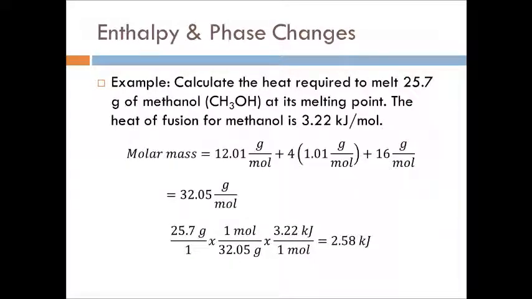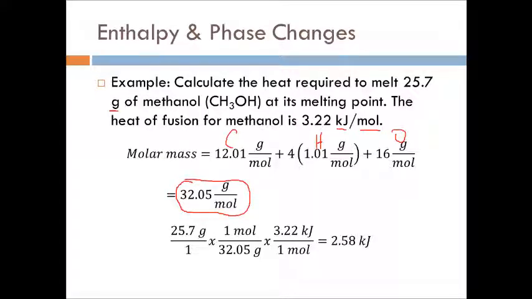Calculate the heat required to melt 25.7 grams of methanol, which is CH3OH, at its melting temperature. The heat of fusion for methanol is 3.22 kilojoules per mole. The first thing to notice is that this is moles and kilojoules, so that's our conversion. They give us grams, so we have to find the molar mass and convert our mass to moles. We have 1 carbon, 4 hydrogens if you count the one on the end, and an oxygen. That gives us a total of about 32 grams, 32.05.